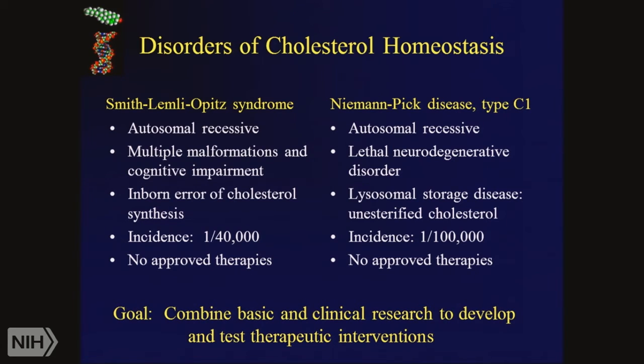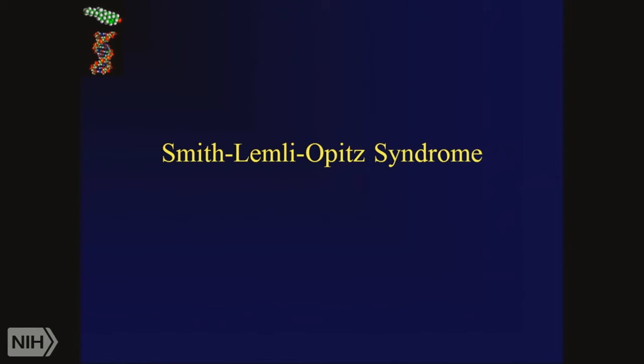SLOS, or Smith-Lemli-Opitz syndrome, is an inborn error of cholesterol synthesis and has an incidence on the order of 1 in 40,000, and there's no approved therapies. NPC is a lysosomal storage disease in which there's accumulation of unesterified, or free, cholesterol. It's rare with an incidence on the order of 1 in 100,000, and again, there's no approved therapies. So in my research group, our main goal is to combine basic and clinical research to develop and test various therapeutic interventions. So I'm going to go through these two disorders, and I'll start with Smith-Lemli-Opitz syndrome, or SLOS.